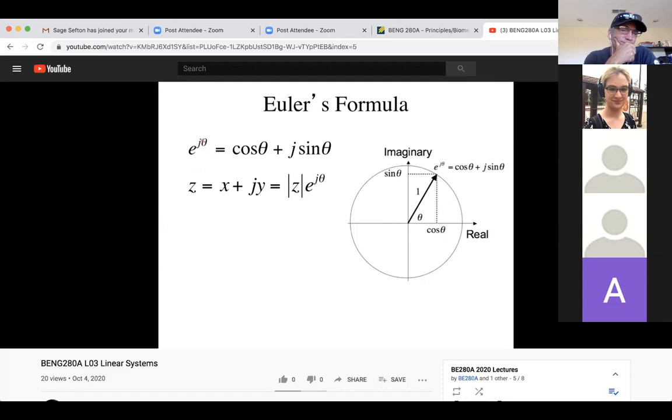And e to the exponent j theta is equal to cos theta plus j sine theta. So what the heck does sine and cos have to do with that number? Because this is just like projections of a vector onto the unit sphere, right?